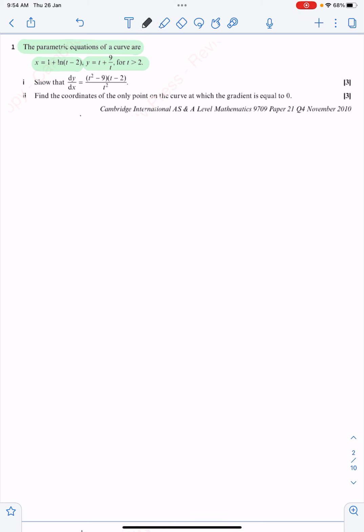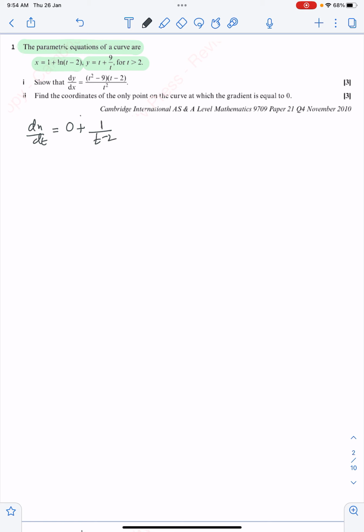Okay, so first of all we are going to find dx upon dt. Differentiation of 1 is 0. Differentiation of ln of something: whatever is with ln, you write it in the denominator. So I'm writing t minus 2 in the denominator, and then I'm going to differentiate t minus 2 and write it up in the numerator.